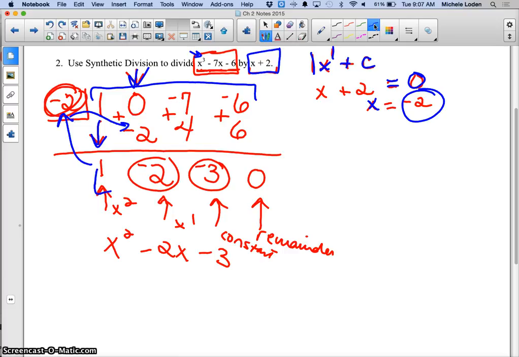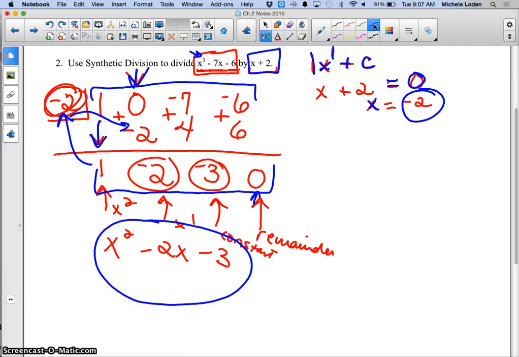You take your final coefficients, and the rightmost coefficient is your remainder, then the constant, x to the first, x to the second, and so on. And here is our final polynomial.